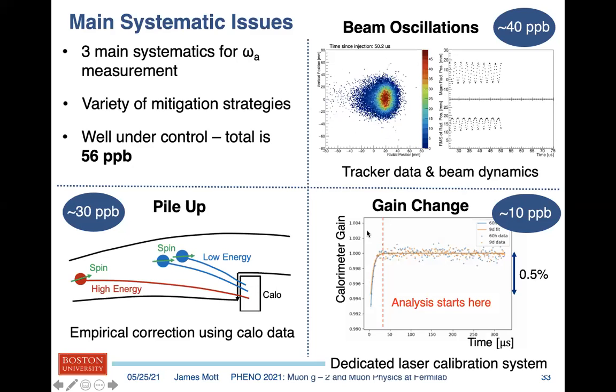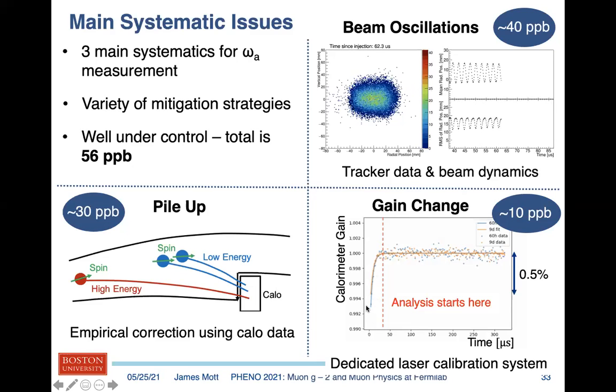And then we also have a gain change problem where the beam comes in and there's a big flash of other particles that we don't store. And that all batters the calorimeters and they drop, the gain sags by 0.5%. They recover quickly and they're basically back to 1 by the time we start, but we do have a tiny little piece here which we need to worry about. And we have a dedicated laser calibration system which gets this systematic down to 10 ppb. So in total, everything's well under control, and this is only 56 ppb as the total.